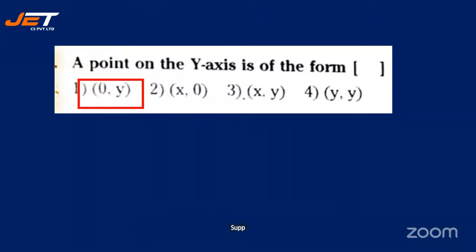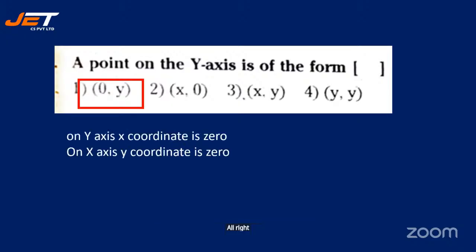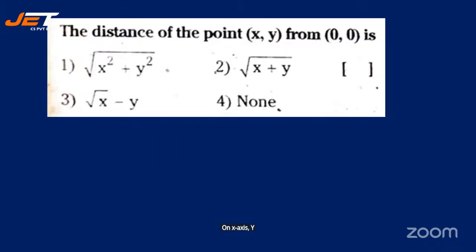Supposing if they say that it is a point on the x-axis, it means y is 0. See, on y-axis, x coordinate is 0. On x-axis, y coordinate is 0. Now see the next question.